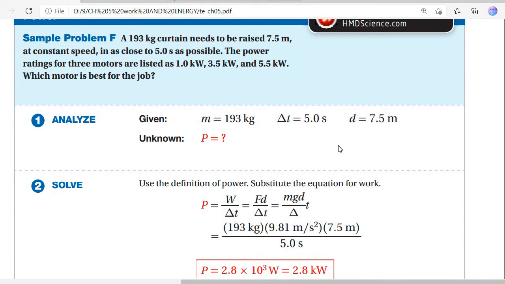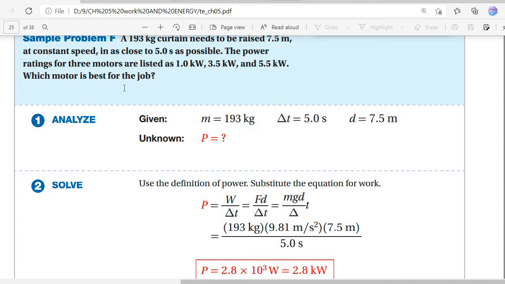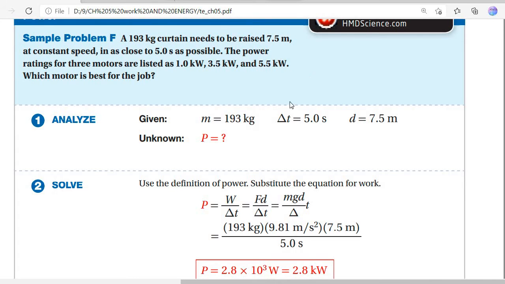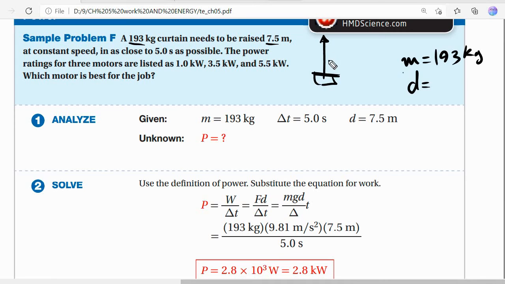Okay, guys, now let's take this example to answer a question about power. Of course, we have different examples and different ideas about that. Now he gives you that the mass equals 193 kilogram, and it is needed to raise it 7.5 meters. That is the distance, guys. Now we have a machine, we have an object, and we want to move it up. Now 7.5 meters is the distance here, at constant speed in 5 seconds. It takes 5 seconds to raise it up.